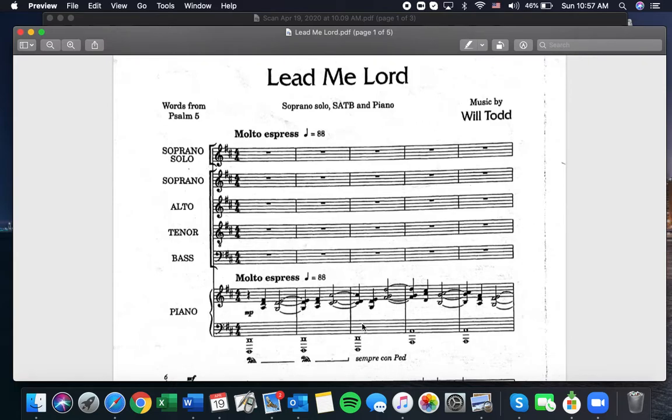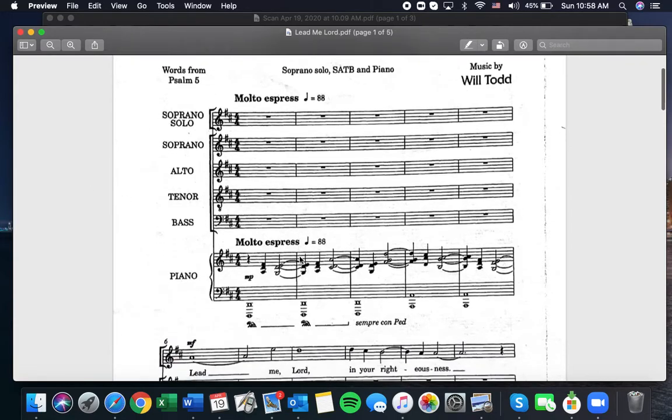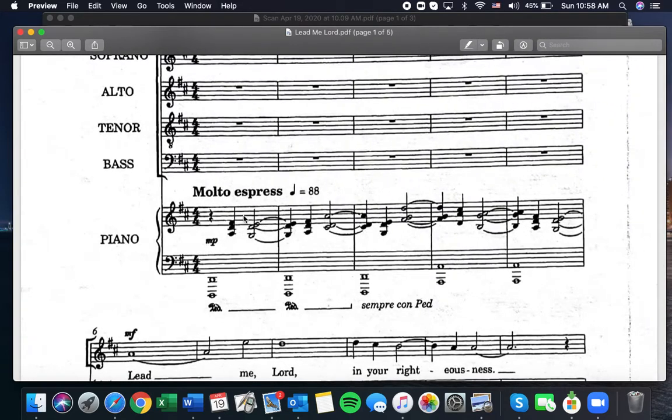So looking at our apartment building, we have different floors, right? Each part has its own floor. So the soprano soloist has its own floor. Same with the soprano, alto, tenor, bass, and the piano. Now the reason the piano has two floors is because you have two hands, right?